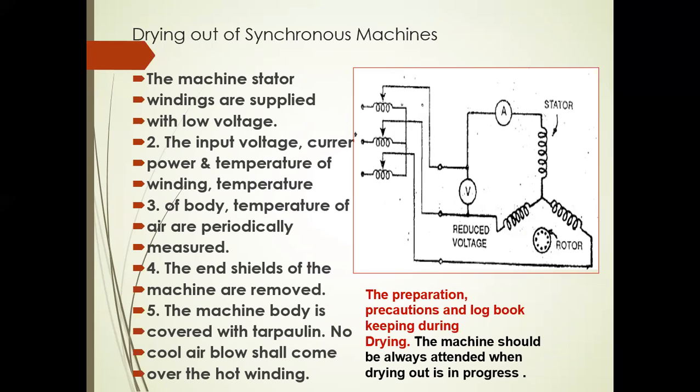So here, the preparation and precautions and logbook keeping during drying is a must. The machine should always be attended when drying out is in progress. So here, you are applying low voltage for heating up the winding. So always keep temperature, power, and current within the specified limit, and also keep in mind the end shields of the machine are removed. So these are all the procedure for drying out of synchronous machine.